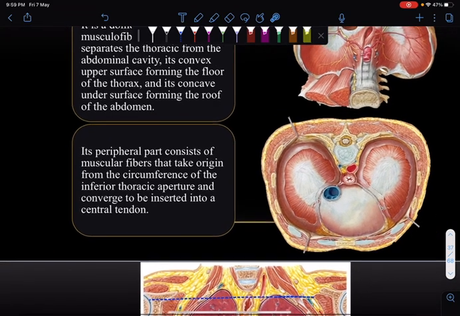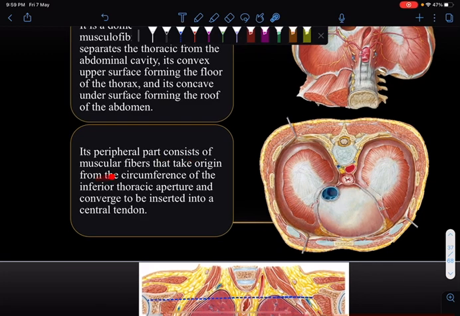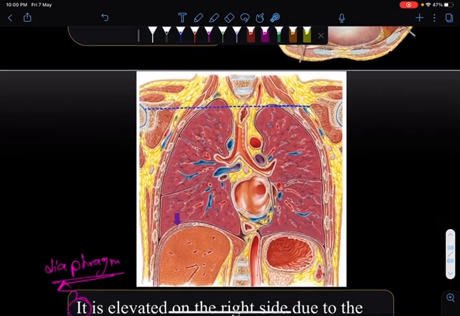Its peripheral parts consist of muscular fibers that take origin from the circumference of the inferior thoracic aperture, the floor of the thorax. They take origin from the circumference and are inserted into the central tendon, the insertion is here. So all of the muscles are inserted into the central tendon.